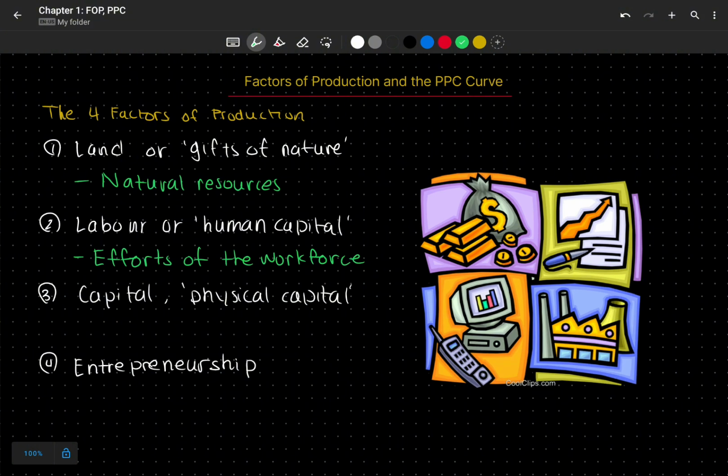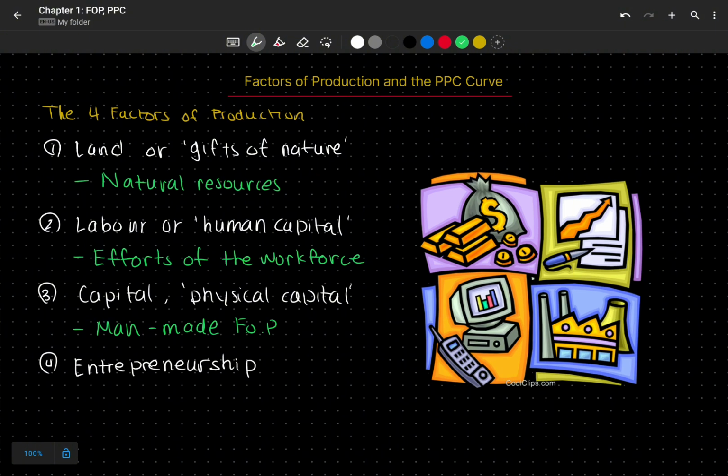And the third one is capital, which is defined as man-made factors of production. These are your things like machinery, they're your tools, they're your factories, your airports, roads, etc. Anything that is made by humans and helps make future things is going to be classified under capital.